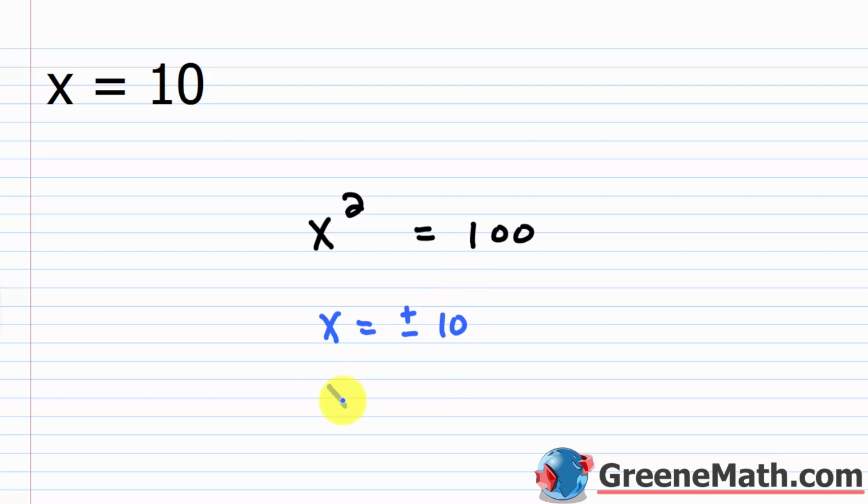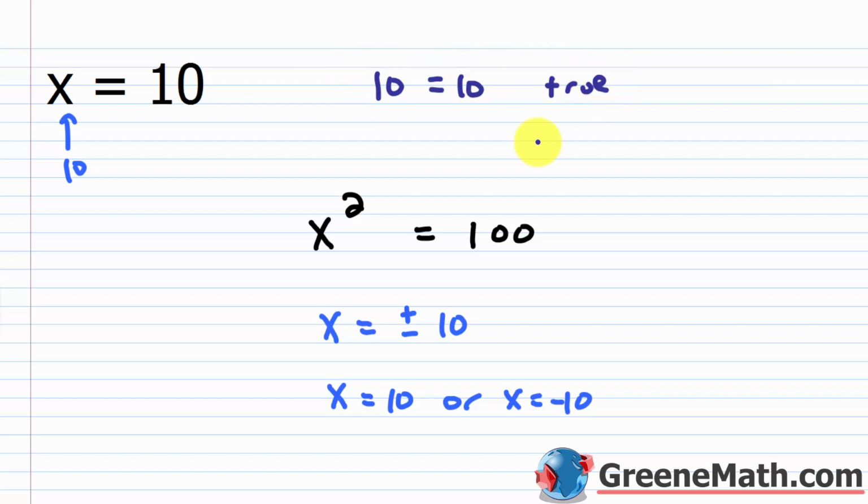So this basically is x is equal to 10 or x is equal to negative 10. Okay, well, 10 works as a solution to the original equation. If I plug in a 10 for x there, I get 10 is equal to 10, which is true. That works. But if I use negative 10, let's say I plugged in a negative 10 there, negative 10 does not equal 10. This is false.